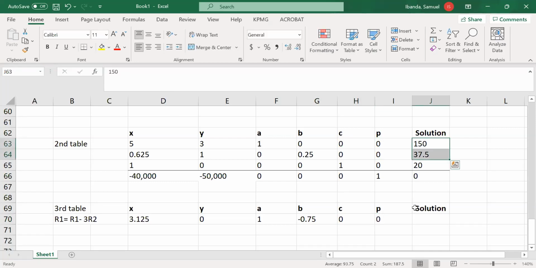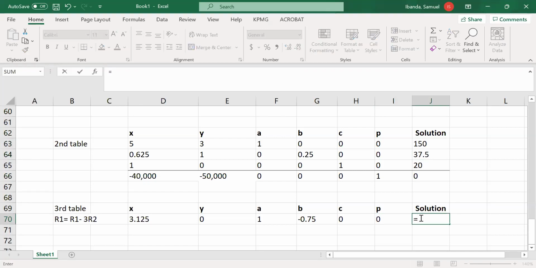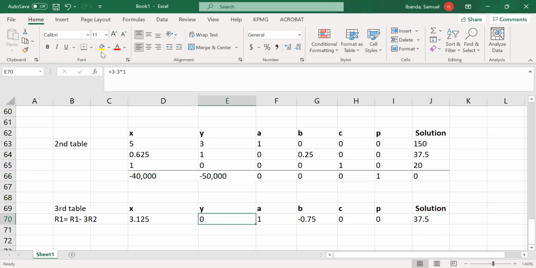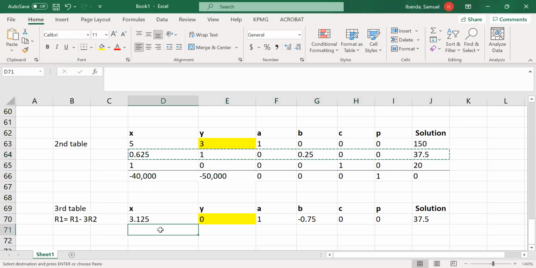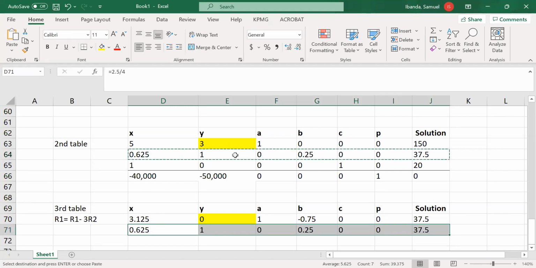Now this one, let's see what it's going to be. It's going to be 150 minus 3 times 37.5. Gives me a 37.5 as well. So I've been able to gain a 0 here, that was my aim. Remember, my aim was this to become a 0. So these other columns will come back the way they are. So I'll just bring my columns the way they are right there.